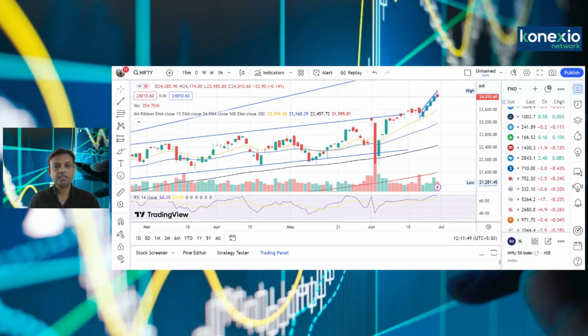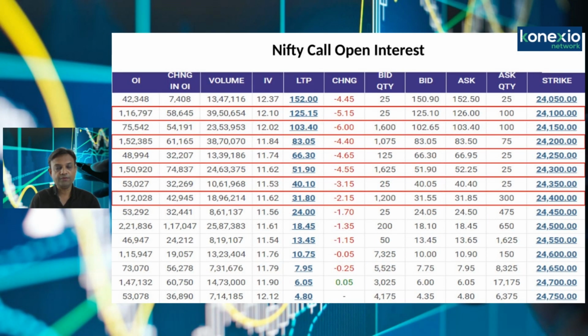Now friends, let us discuss the derivative data of Nifty calls. In Nifty calls, you can clearly see the action was seen in the 24,100 calls, 24,200, 24,300 and 24,400 calls. Here you can see the option premiums were flat. The implied volatility is between 11.62 and 12.37. There has been a rise in the open interest and a rise in the volumes, but there is no shedding at all. So definitely some sort of volume resistance is seen in Nifty at this juncture.